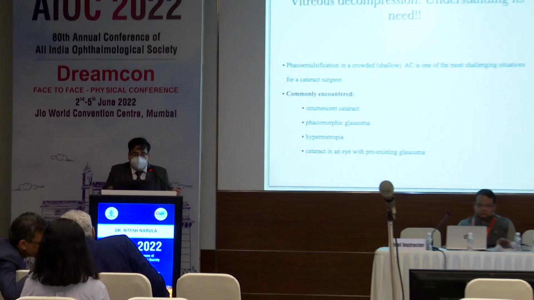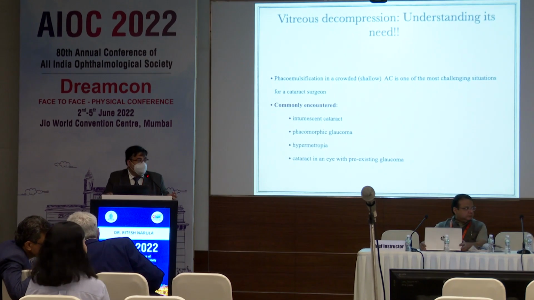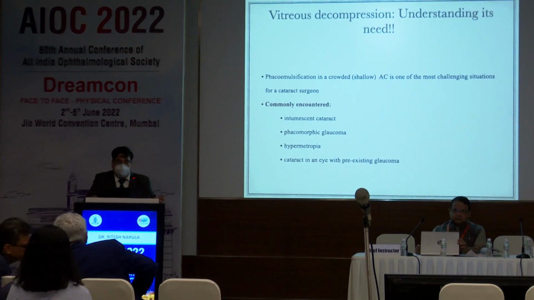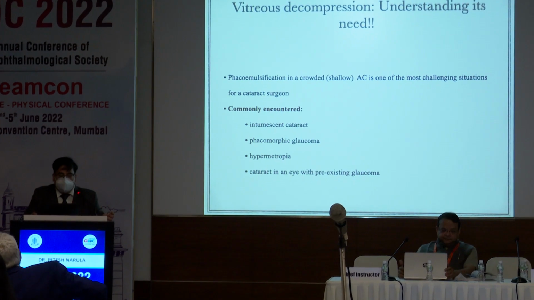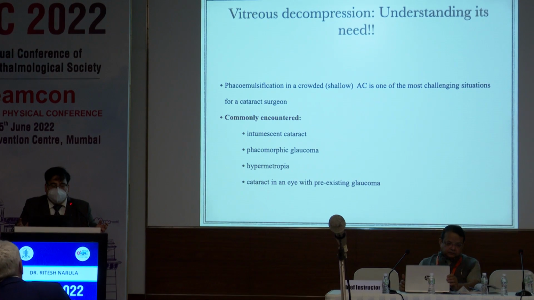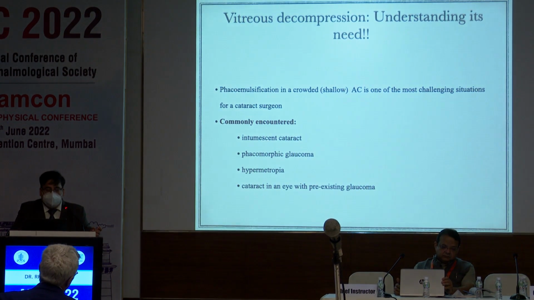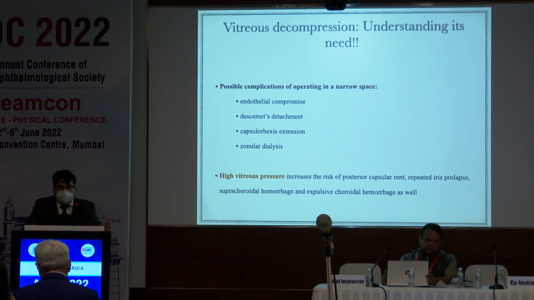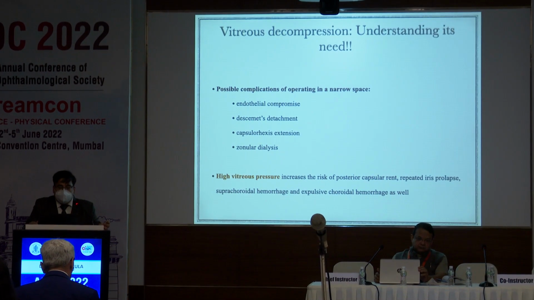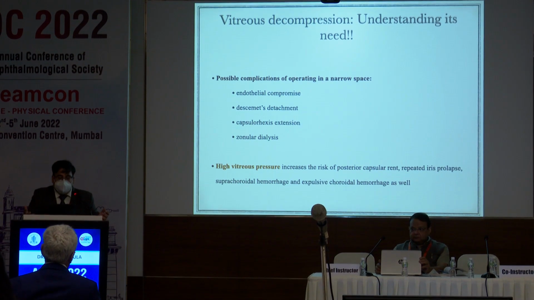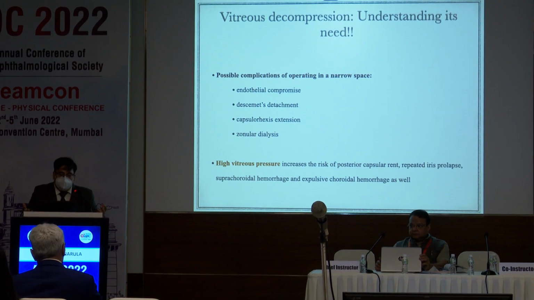We know phacoemulsification for an anterior segment surgeon in shallow, crowded anterior chambers is a challenging situation. This is commonly encountered by them in intumescent cataracts, in cases of phacomorphic glaucoma, hypermetropes, small eyes, or in cataracts in eyes with pre-existing glaucoma. And the problem in these cases is that phacoemulsification leads to a lot more endothelial compromise. The chamber is very shallow. It's difficult to perform the surgery.